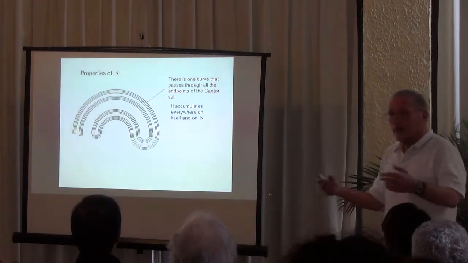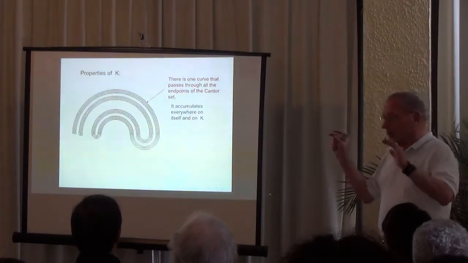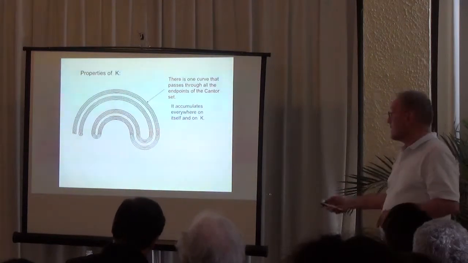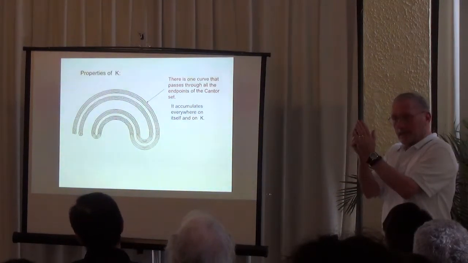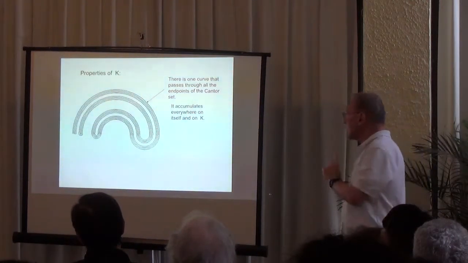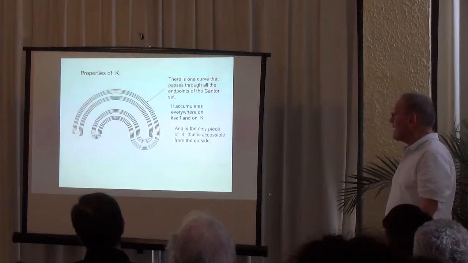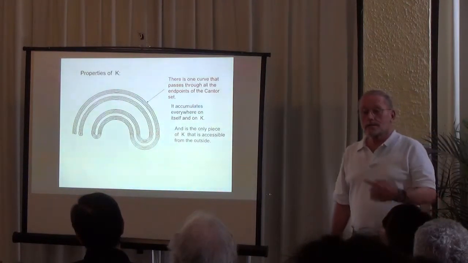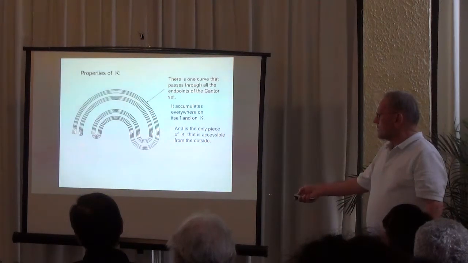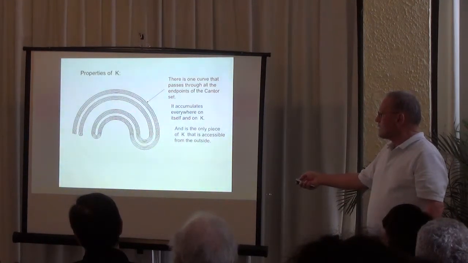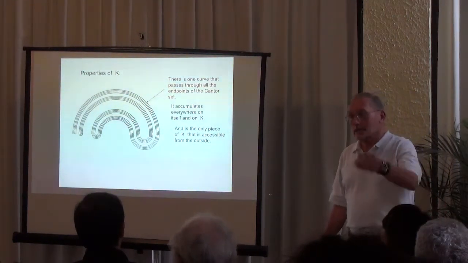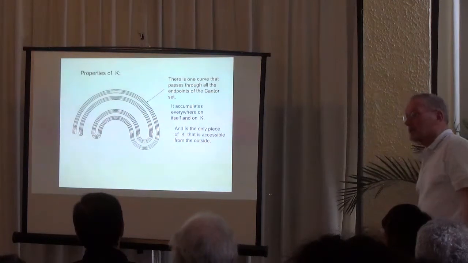And so, wait a minute, the endpoints are dense in the Cantor set. So this curve accumulates everywhere, including itself. Even at any endpoint in there, there's infinitely many endpoints nearby. So this curve accumulates everywhere on the canaster continuum, as well as on itself. Okay? And moreover, it's the only piece of the canaster continuum that's accessible from the outside. Again, if you reach in and try to touch a piece of the canaster continuum, the first point you're going to hit is on this accessible curve. You can't reach the others.